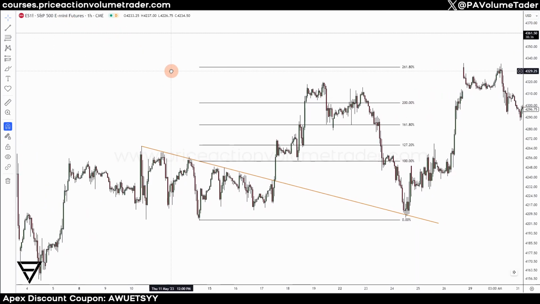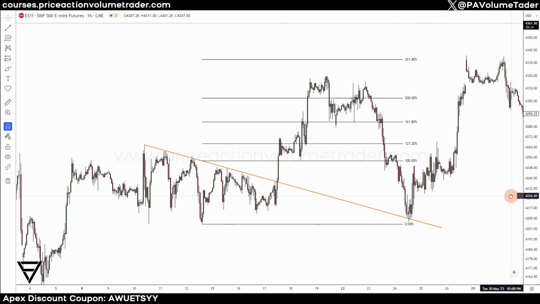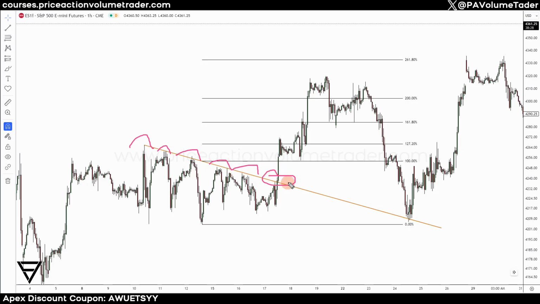This is in the S&P 500 on the 1 hour. And you can see we had a very clear trend line coming down here. We have our breakout right here. We actually had a very precise retest as well.